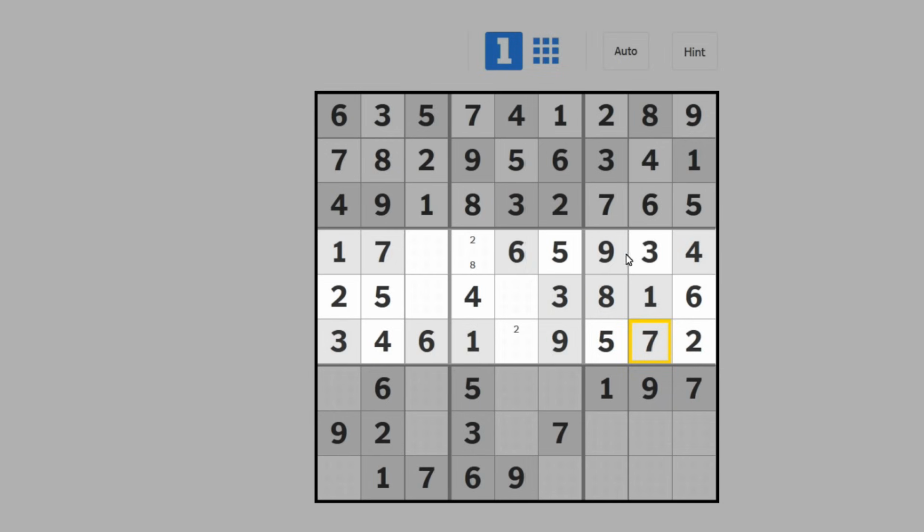So the number 7 appears once in this block, and it appears once in this block. That means this middle block here doesn't have the number 7. And let's figure out where it would go. I can see it. Can you see it? All right, the number 7 is here in this row, so it can't go in this cell. The number 7 here is in this bottom row, so it can't go in this cell. So the only place the number 7 can go is in this middle cell here.